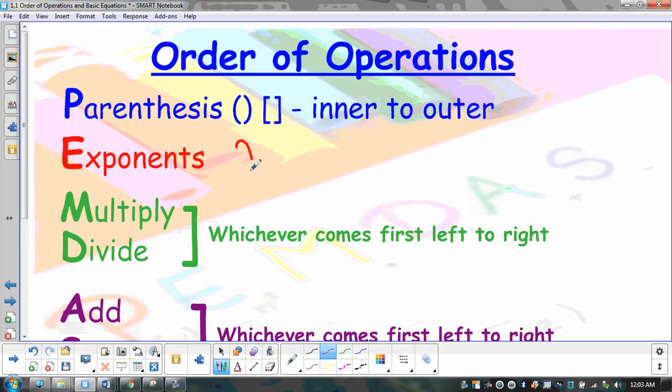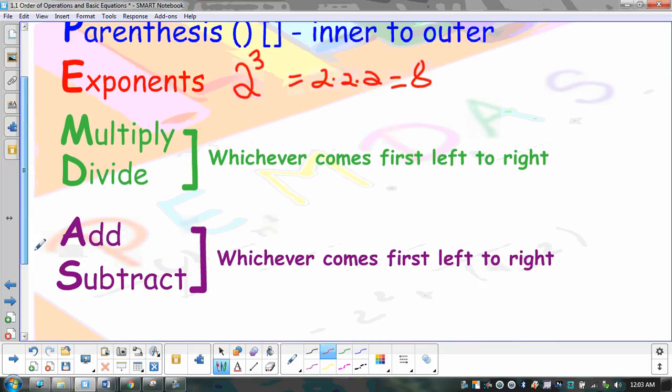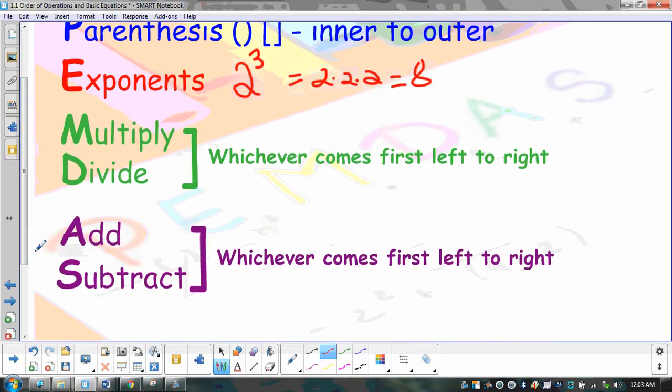Next to exponents, I'd like you to write an example. 2 to the 3rd power would be an exponent problem to work on. That would mean we have the number 2 3 times. 2 times 2 times 2, which would be 8. Once you have eliminated all the parentheses and the exponents, you next learn for multiplying and dividing. It does not matter what order they're in. You go from left to right. You do not simply do multiplying first just because M came before D. You go from left to right. Once you have applied all your multiplying and dividing symbols, you move on to adding and subtracting. Whichever one comes first, left to right.